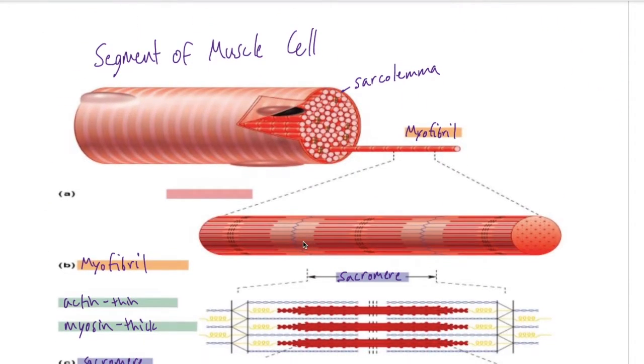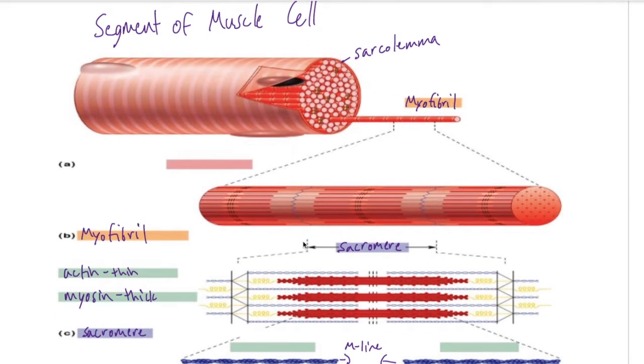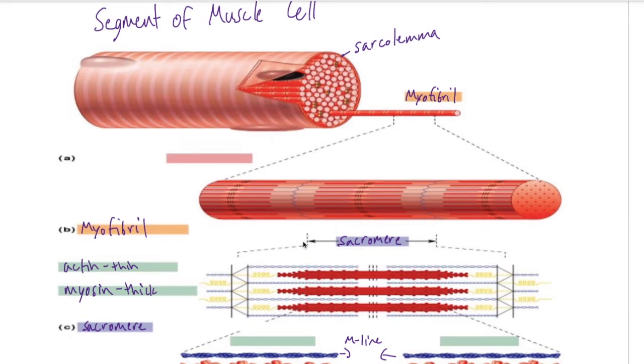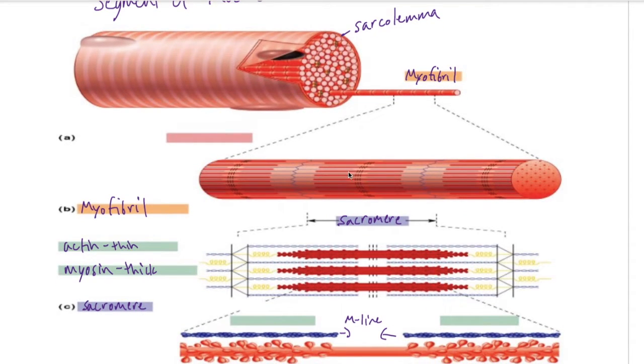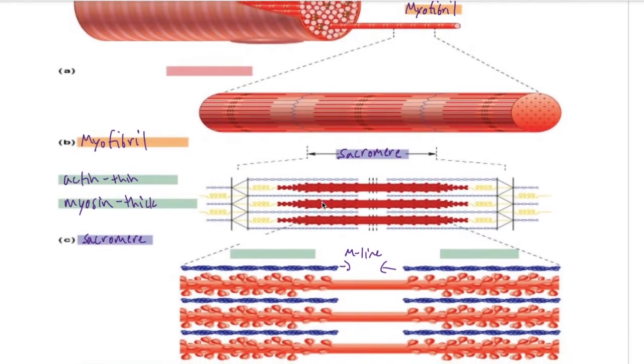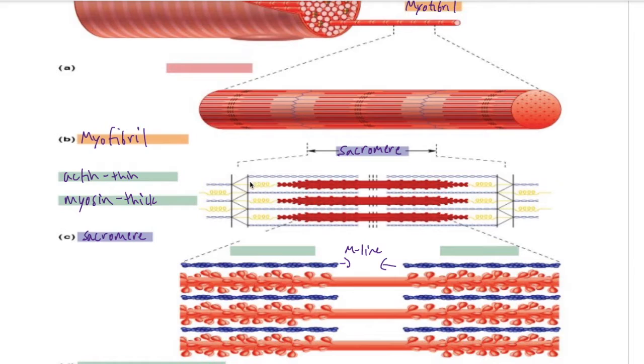Then we have our segment of muscle cell. So again, some more labeling for you. And so we're going to look specifically at a myofibril here and then look at the sarcomere of a myofibril. And so these thin blue structures are going to be our actin, and the thick red is going to be our myosin.